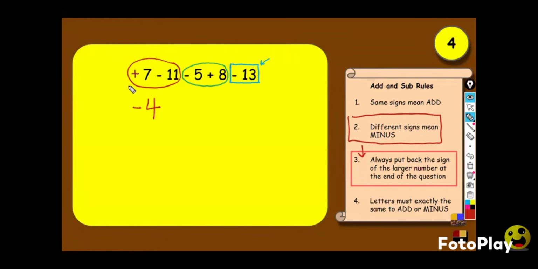Let's try the green. Almost the same. I'd best color code it for you guys. 5 and 8. The 5 is a minus, the 8 is an add. Signs are different. Different signs mean do what again? Minus. So picture 8 and 5 in your head. 8 minus 5, you're going to get 3. Who is larger? The 8. What sign does the 8 carry? A positive. So we have minus 4 plus 3.